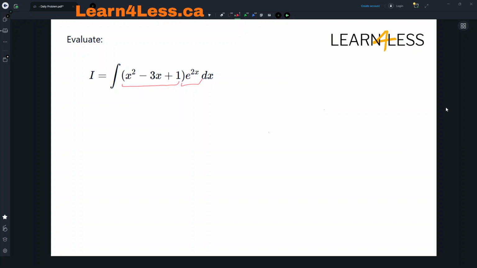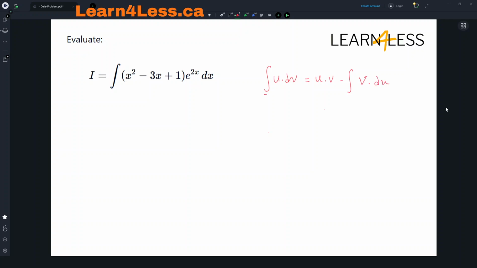We may think about some methods like u substitution, which doesn't work here because we cannot find a specific u which is helpful. The other good method for this type of question is integration by parts. For applying integration by parts, let me write the equation: the integral of u dv is equal to u times v minus the integral of v du.